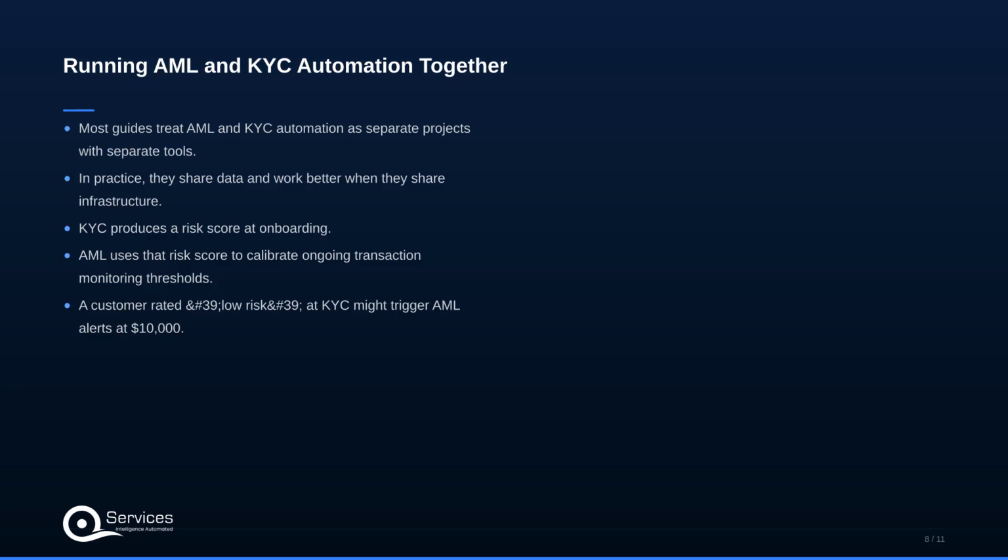Keeping those systems separate means manually syncing risk ratings between them, which is exactly how inconsistencies build up and generate audit findings. The cleanest architecture: a central customer risk profile stored in Azure SQL or Cosmos DB, updated by both the KYC onboarding flow and the AML transaction monitoring flow. Both systems write to the same risk score field. Both read from it. Logic Apps orchestrates the workflows. The database holds the shared state.